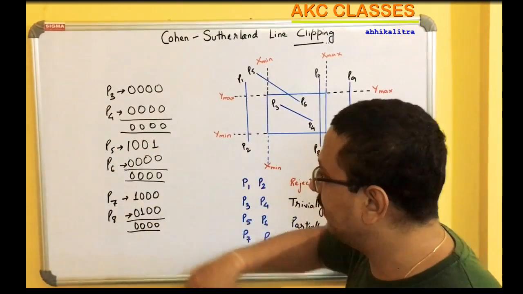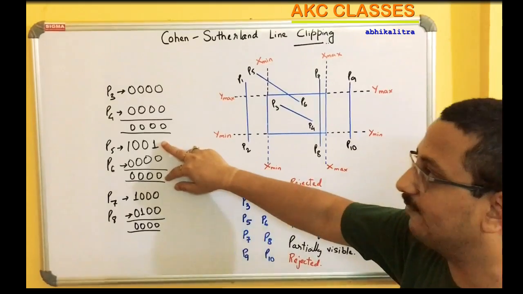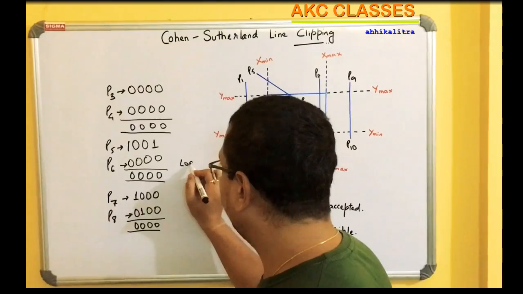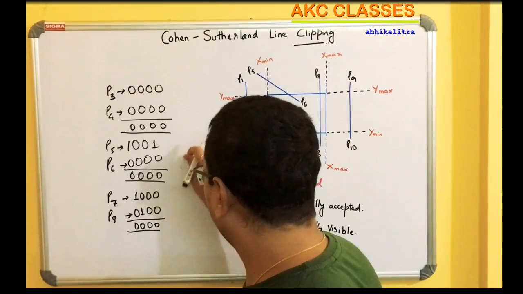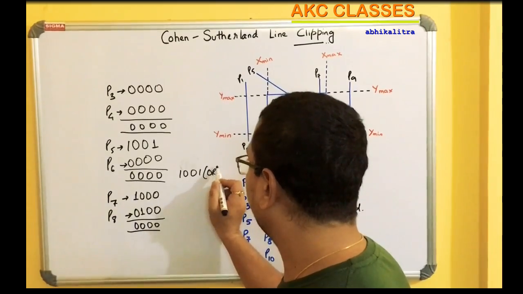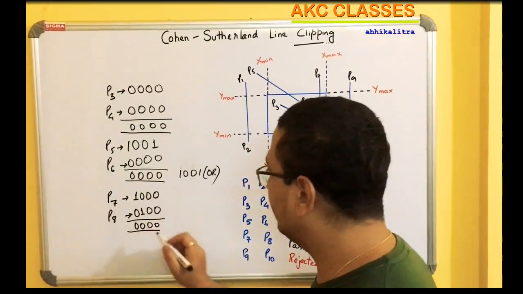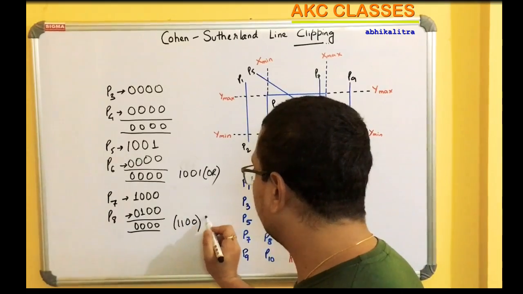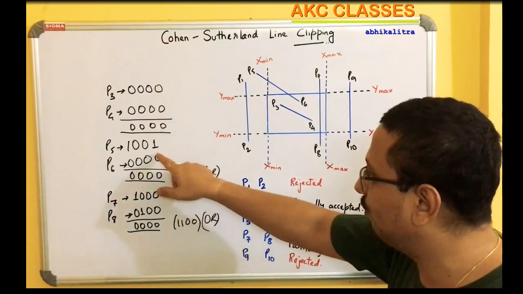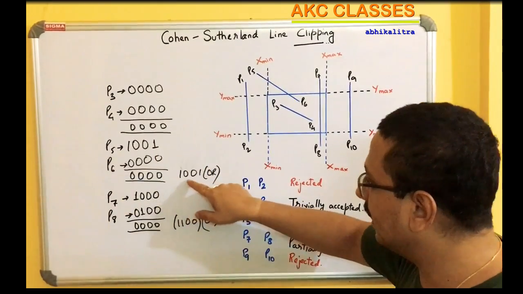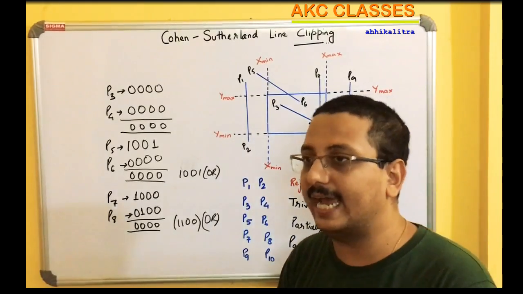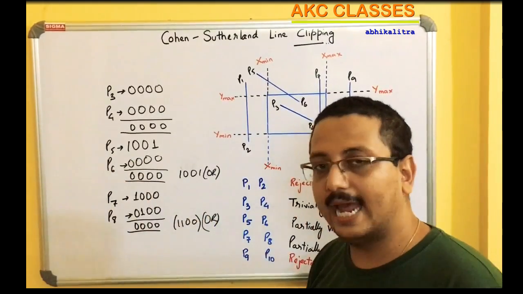But in case of P5, P6, before performing the logical AND, if we perform the logical OR, obviously the logical OR output will be 1 0 0 1. This is the OR operation, right? This is the OR output. And if I consider this one, then this one will be 1 1 0 0. This is also the OR operation output. So if I perform the logical OR before the logical AND operation, then we get a non-zero value. That means this particular line is not to be trivially accepted. Then we move on to the AND operation.